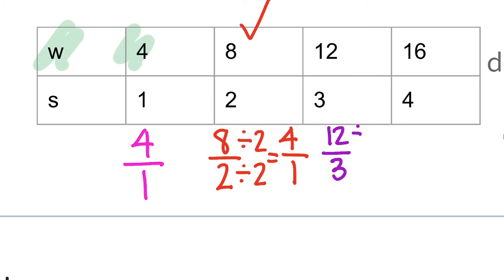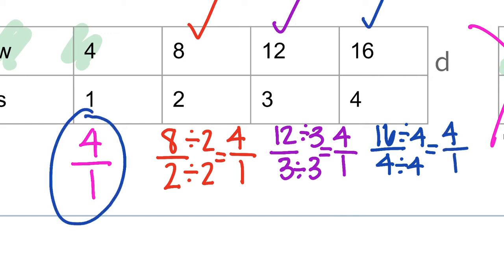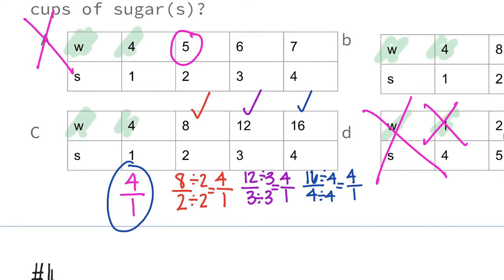I can divide top and bottom by 3. 12 divided by 3 is 4. 3 divided by 3 is 1. So 4 over 1. Okay, one more. Let's check and make sure. So 16 over 4, I can divide top and bottom by 4. 16 divided by 4 is 4. 4 divided by 4 is 1. Yay! They all equal 4 over 1. They simplify down and make the same ratio. So the answer is C.